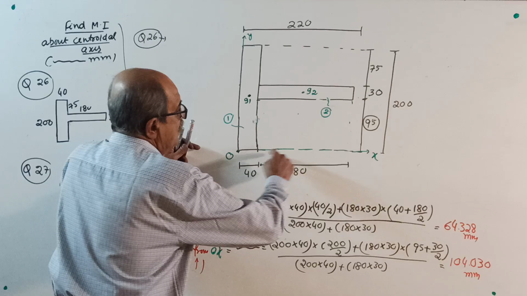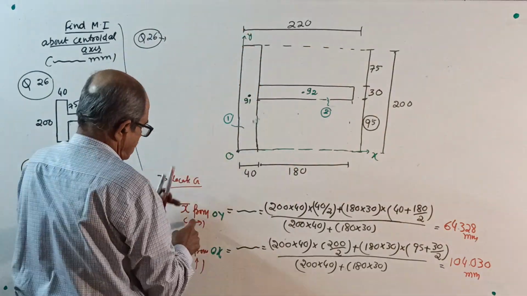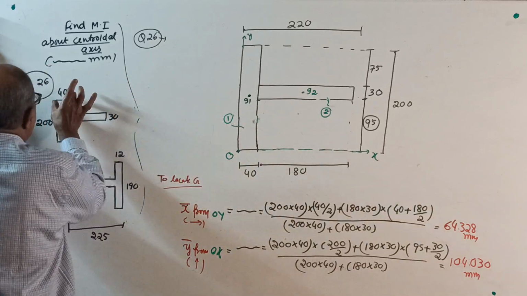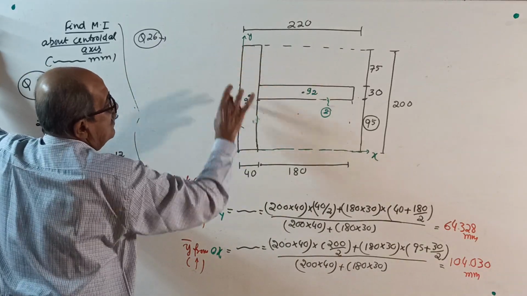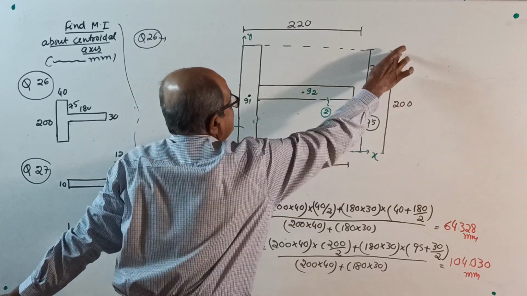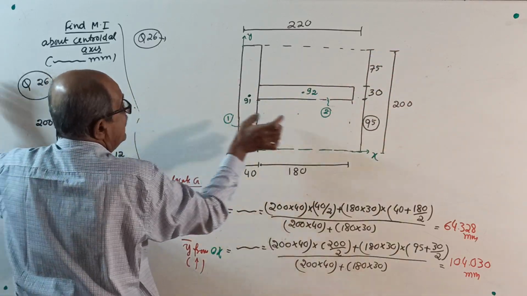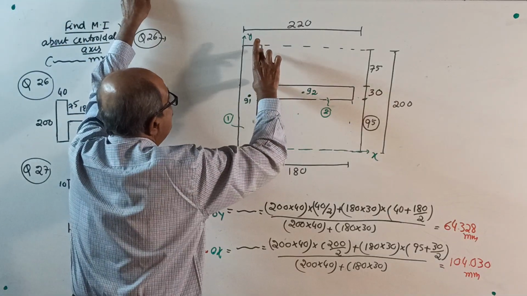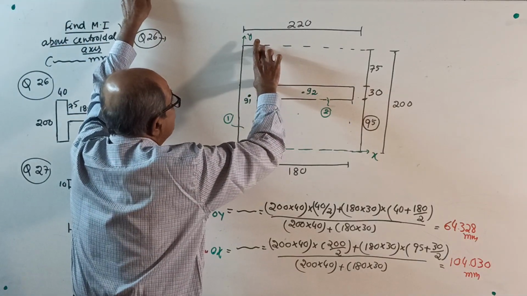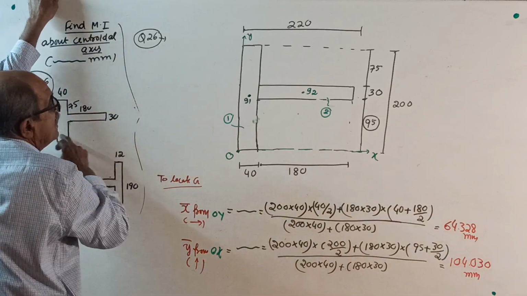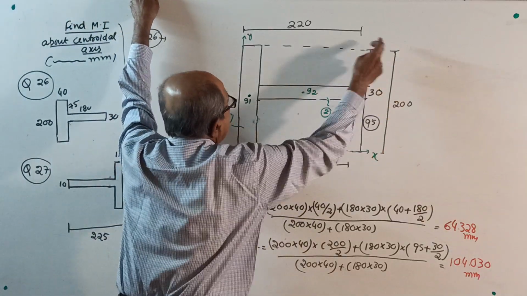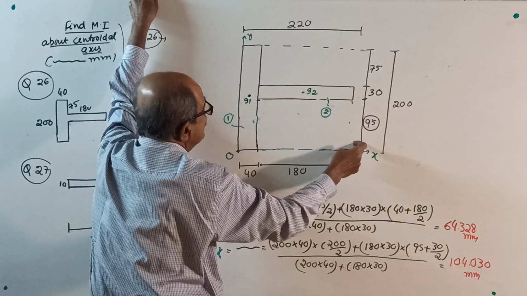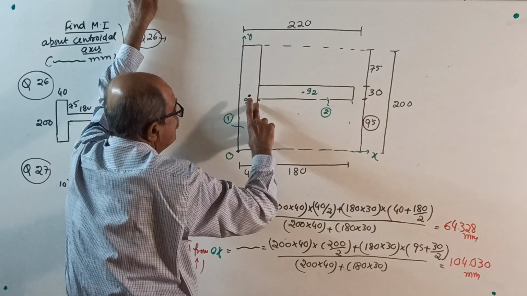Start. Take O here. OX, OY. X bar this way, Y bar this way. See, 200 by 40. 200 is not here, it is somewhere there. And 30 by 180. This offset is 75. Be careful. When that is 75, total 200. From 200, subtract 75, subtract 30, you will get 95 here. So, smaller offset, bigger offset.